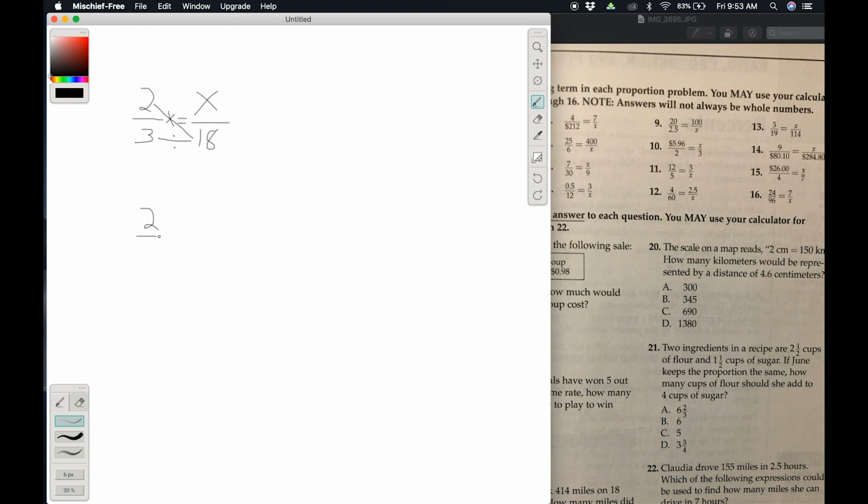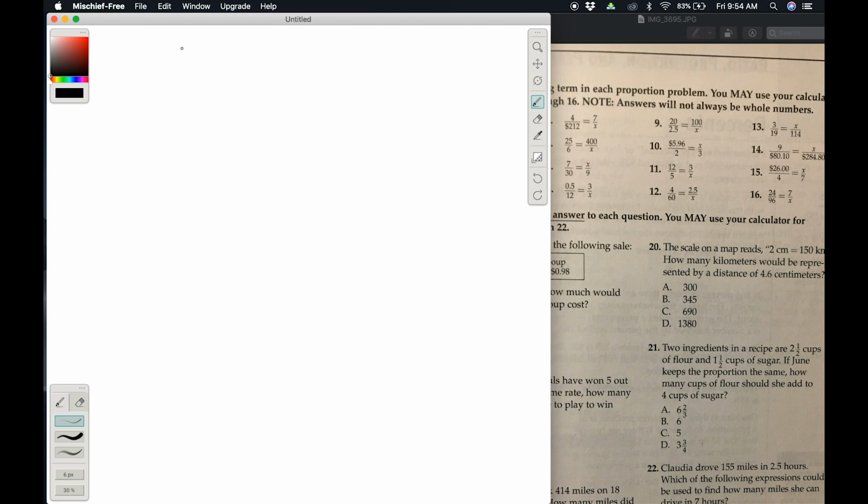Same thing as if it were like this. 2/3. This isn't going to be a real proportion here, but for example, if it was like this, then you would multiply this way, then divide. And always in the direction of the x. So that's how I like to think of it.